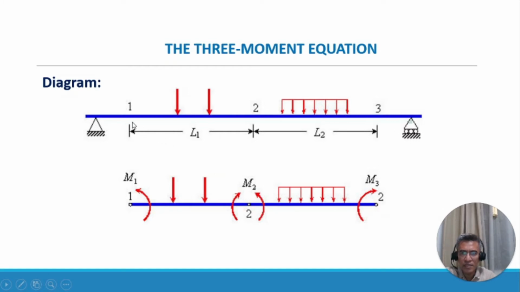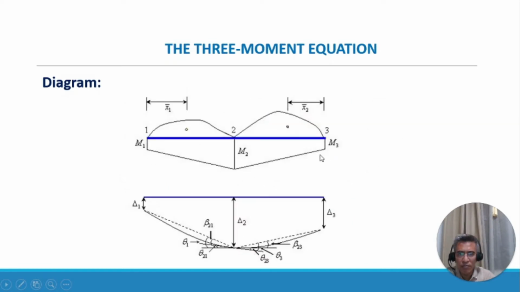We subdivide the beam into three points: point 1, point 2, and point 3. At point 1, we have M sub 1, the moment at 1, and from 1 to 2, a distance L sub 1 with a corresponding load. From 2 to 3, L2, and another loading. At point 2, we have M sub 2, and at point 3, M sub 3. The moment diagram areas have centroids at X sub 1 and X sub 2. We have delta 1, the deflection at point 1, delta 2 at point 2, and delta 3 at point 3.